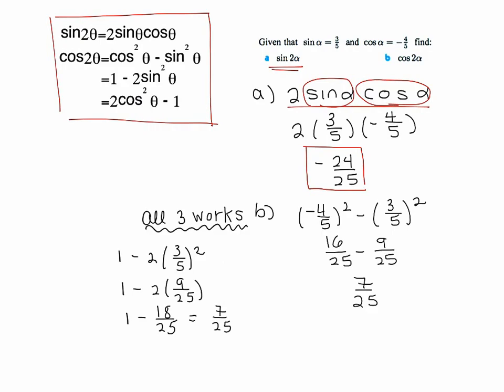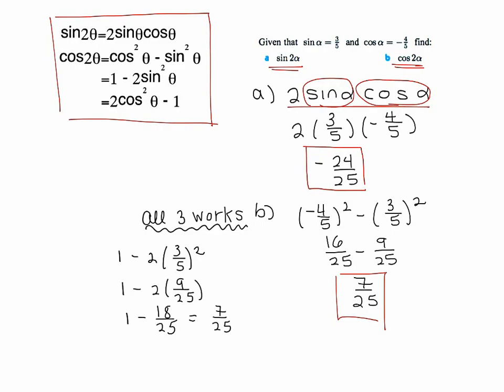To find cosine of 2 theta, in this case you can choose any of the 3 equations. If you choose the first one, you would square the cosine value, so negative 4 over 5 squared, minus square the sine value, so 3 over 5 squared. You get 16 over 25 minus 9 over 25. The answer comes out to be 7 over 25.